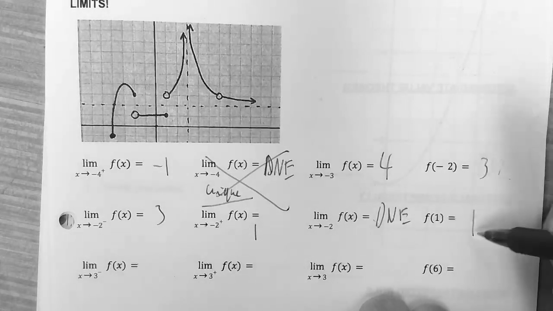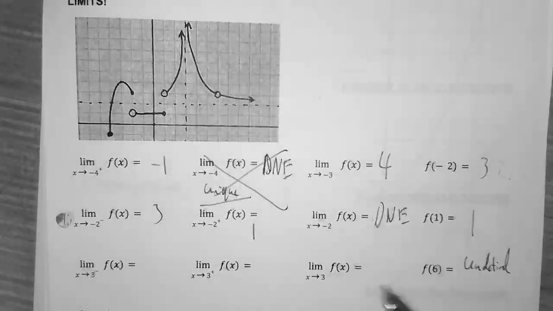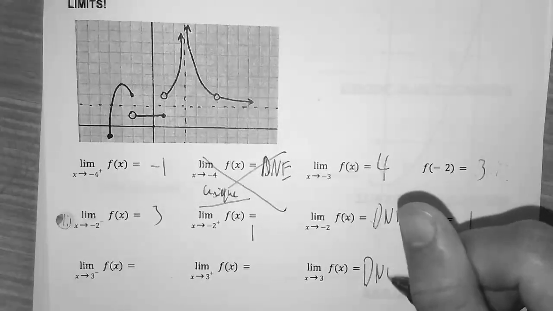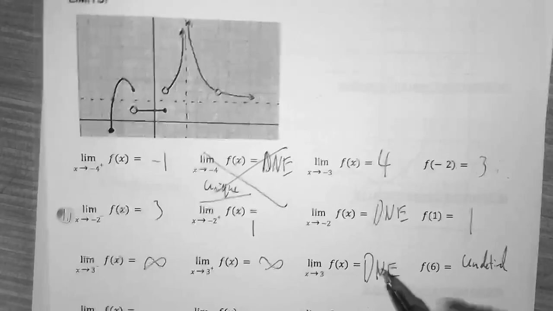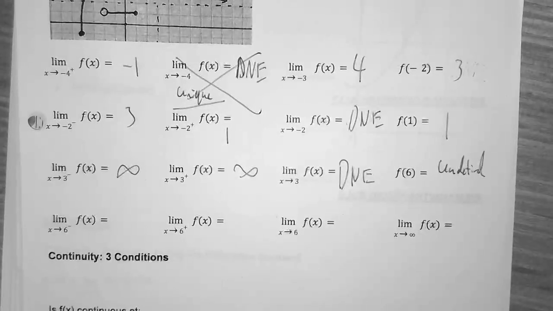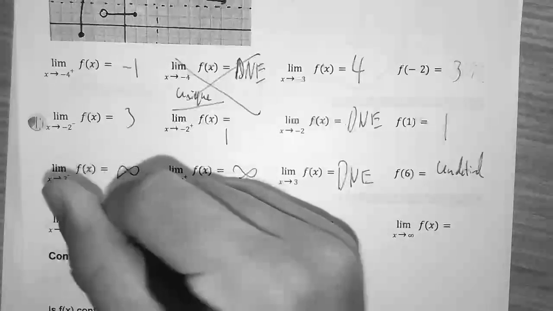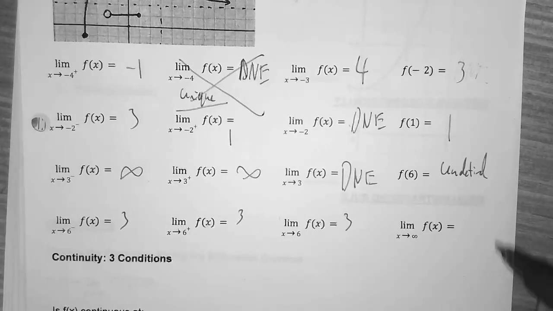F of 1 is 1. F of 6 is 1, 2, 3, 4, 5. This is undefined. Okay. Limit as x approaches 3, 1. That's a D&E. This one we could say infinity and infinity. You could also say infinity for this one too. 6 from the left. Oh yeah. So the limit as we approach 6, that is a value. That is going to be 3 and 3 and 3. And then as we approach infinity, it is going to 2.